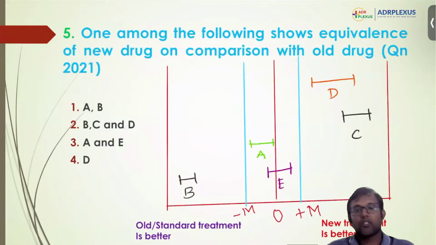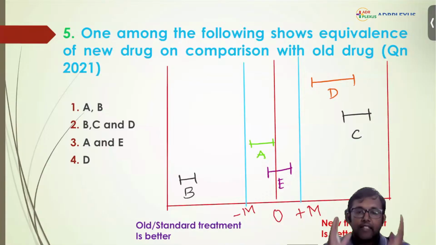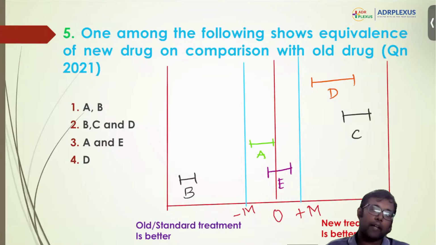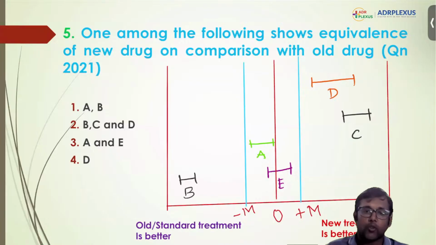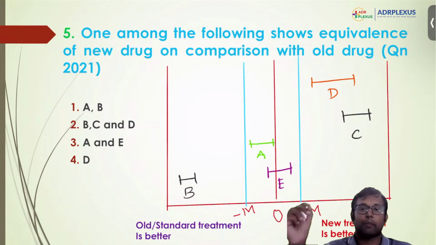So next question. This is somewhat above your level, but it is easy if you understand the concept. One among the following shows equivalence of a new drug with the old drug. See, they are doing so many experiments: experiment A, experiment B, experiment C, experiment D, experiment E. Out of all these experiments, which experiment is at the equivalent level?